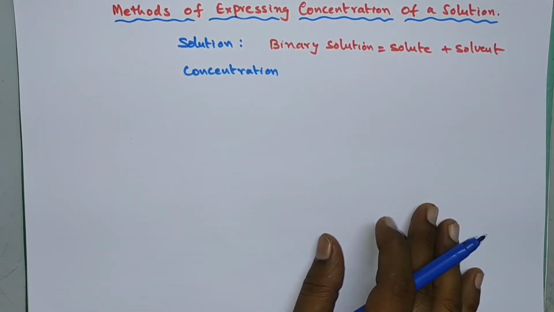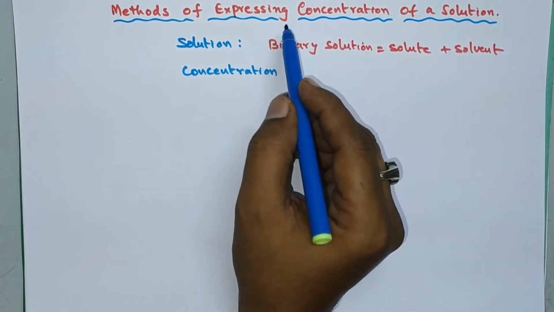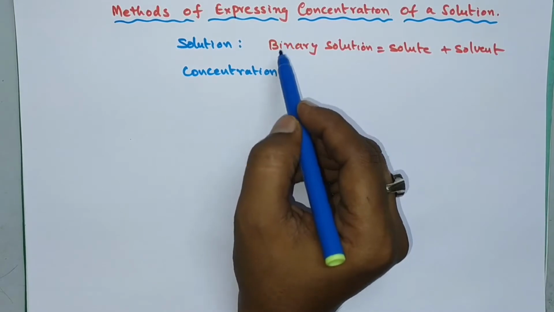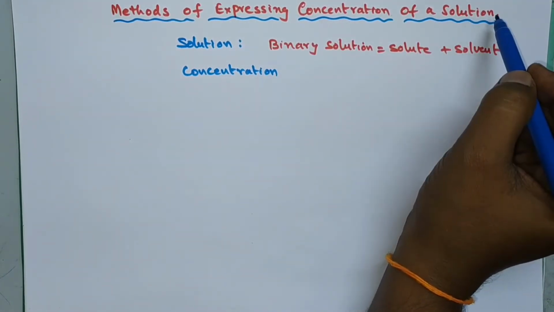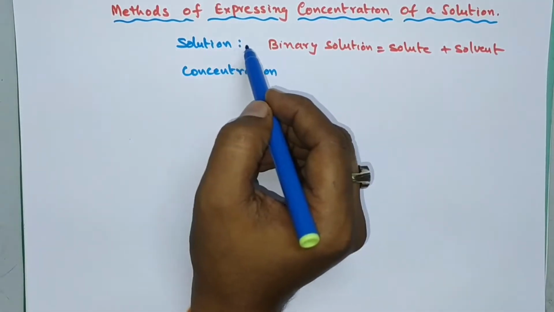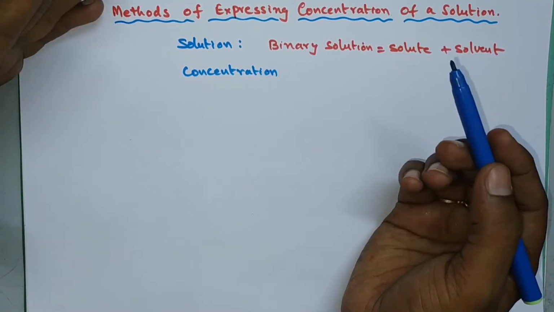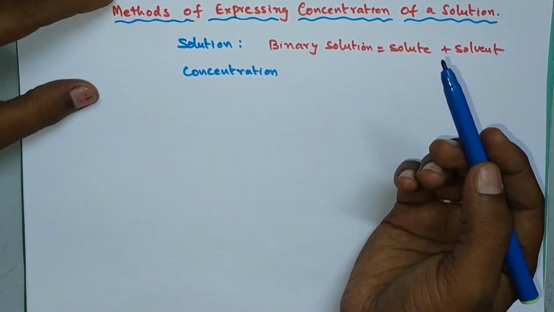Today in this session we are going to discuss how the concentration of a solution can be expressed. Before going to that, let us discuss what is solution and concentration. A solution means a homogeneous mixture of two or more components. That solution may consist of either two components or more than two components.